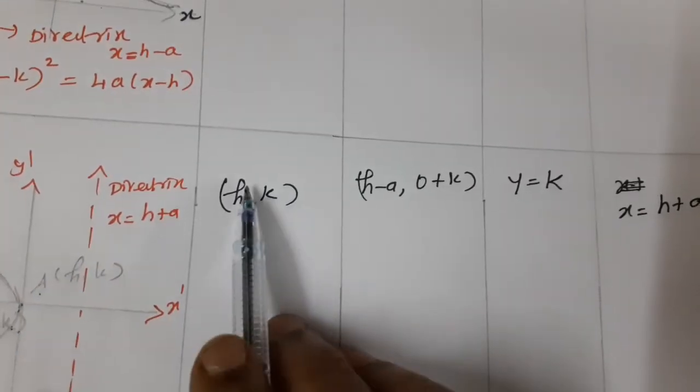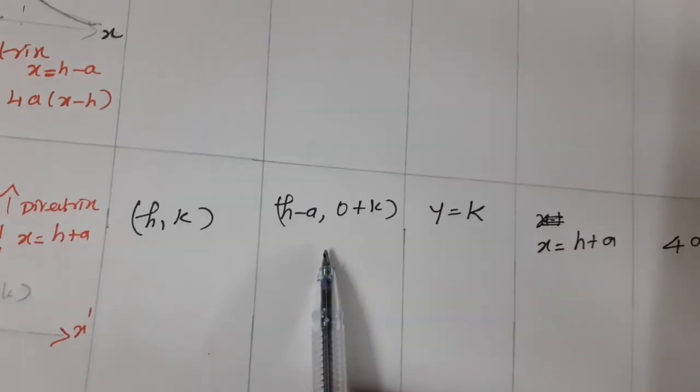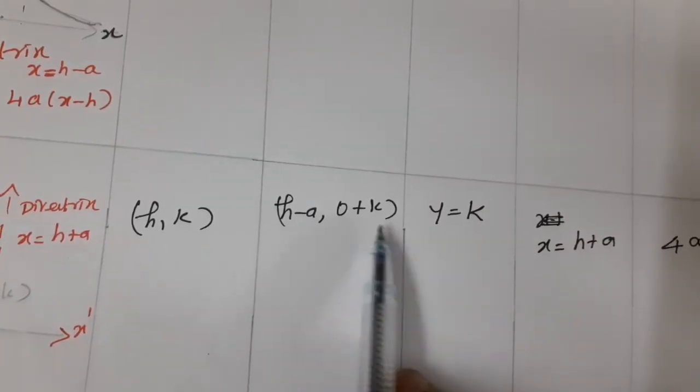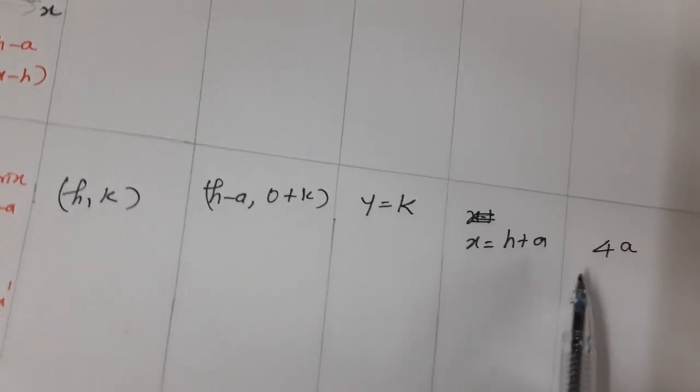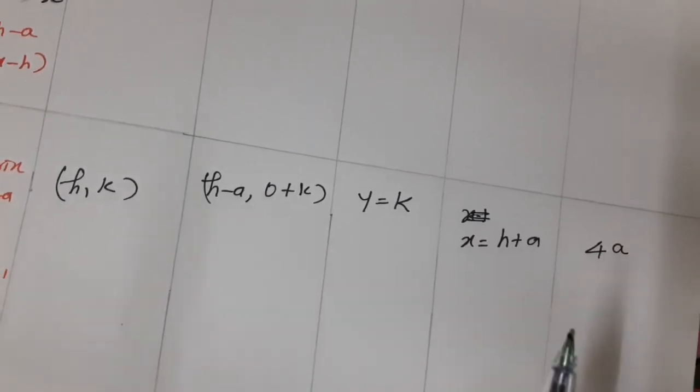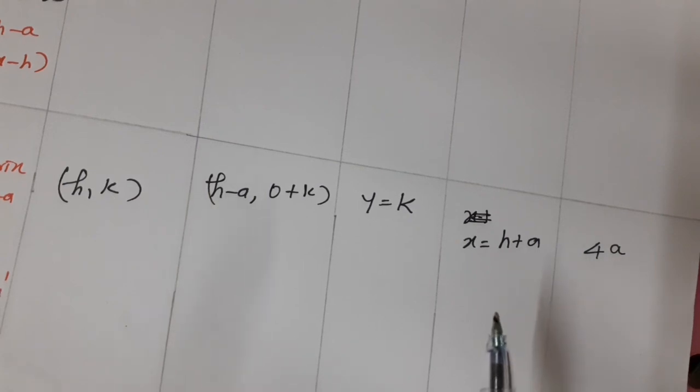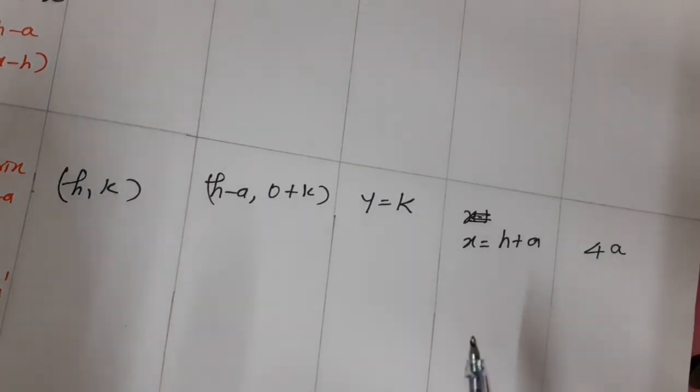So the same thing: the vertex is (h, k), the focus is (h − a, k), the axis of symmetry is y = k, the directrix is x = h + a, and the length of the latus rectum is 4a. Everything is neatly given in the book. Try to draw like what I taught and drew.